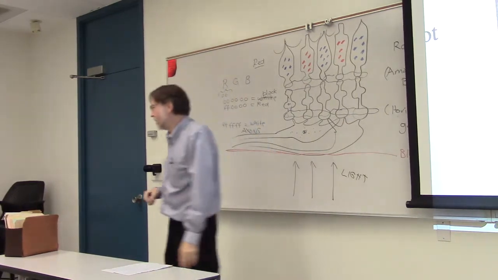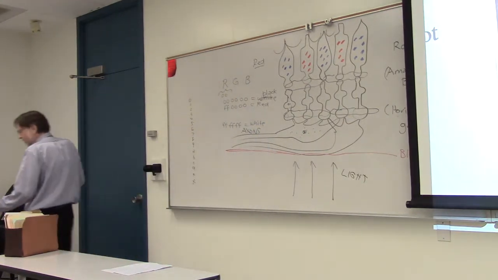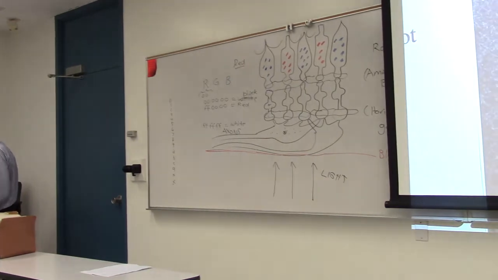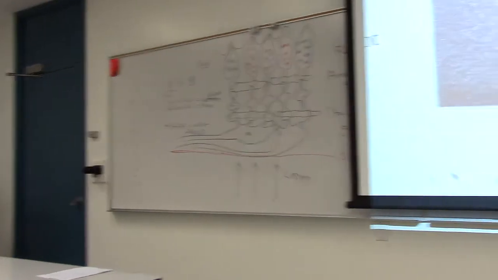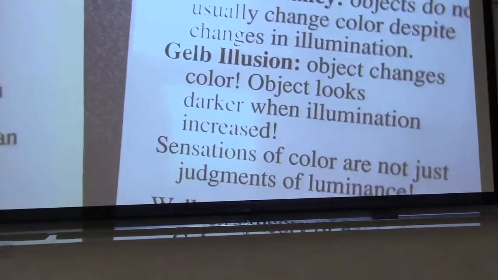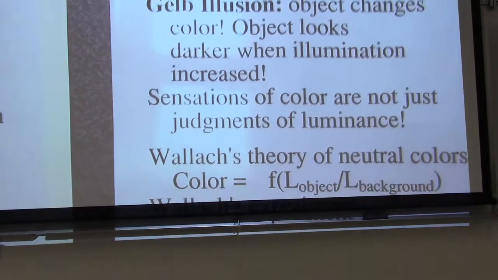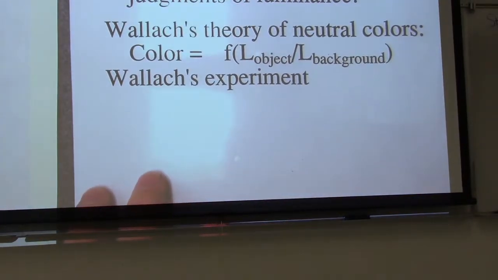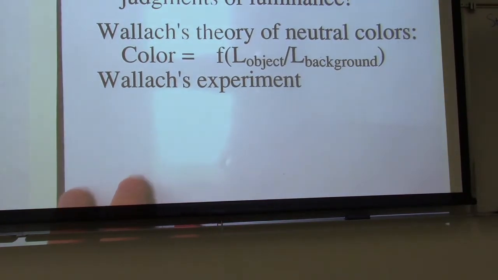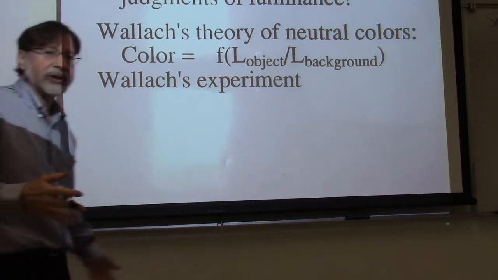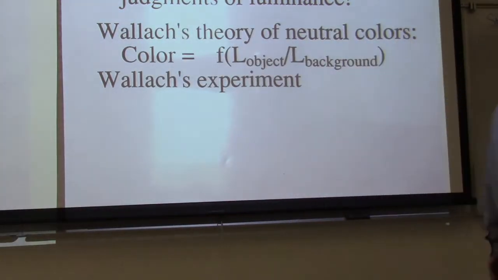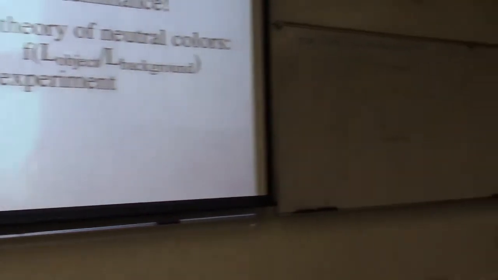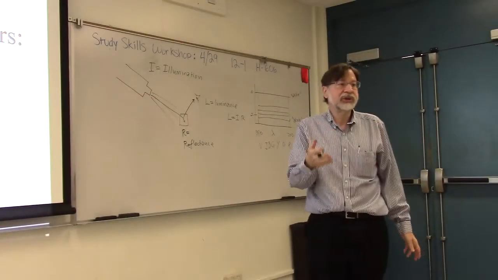All right, let's take a look at Wallach's theory now to explain the Gelb illusion and color constancy. Okay. His theory says this. Here's his theory of neutral colors. He also has a theory of hue color perception, and if you like the topic of color perception, maybe the fine arts people might be interested in that, take a course in sensation and perception.